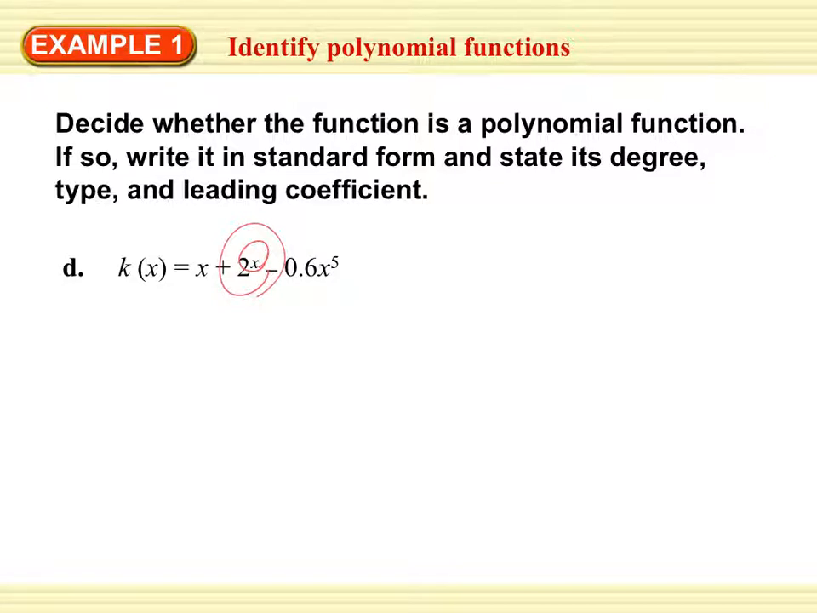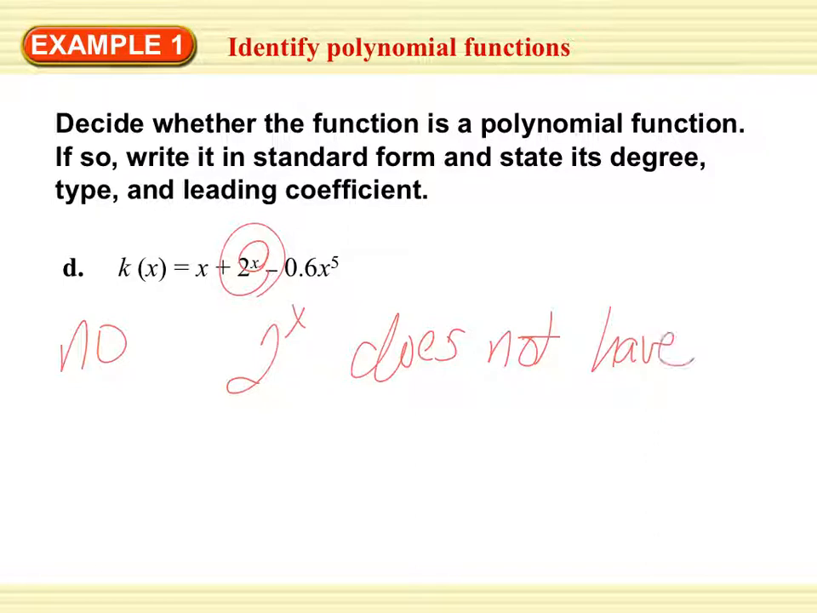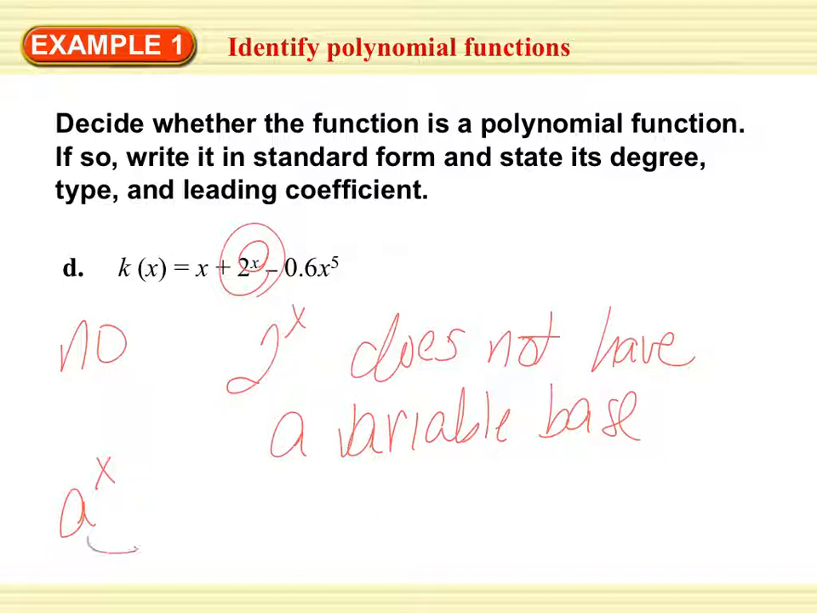That monomial right there, I've got 2 to the x power. So we're not a polynomial because 2 to the x power does not have a variable base. Where that is considered the base. Okay?